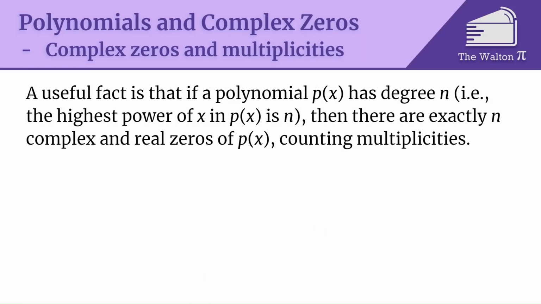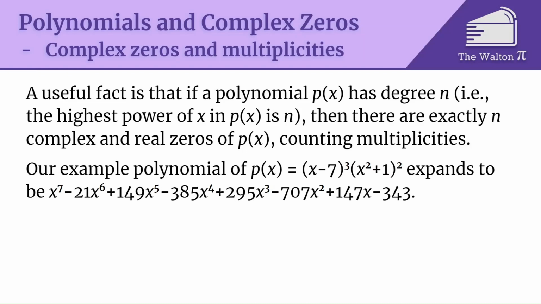A useful fact that goes along with that is that if a polynomial p of x has degree n, meaning that the highest power of x is n, then there are going to be exactly n complex and real zeros of p of x where we count multiplicities. So our example polynomial p of x is (x minus 7) cubed times (x squared plus 1) squared. If we expand that all the way out, we get this nasty thing.